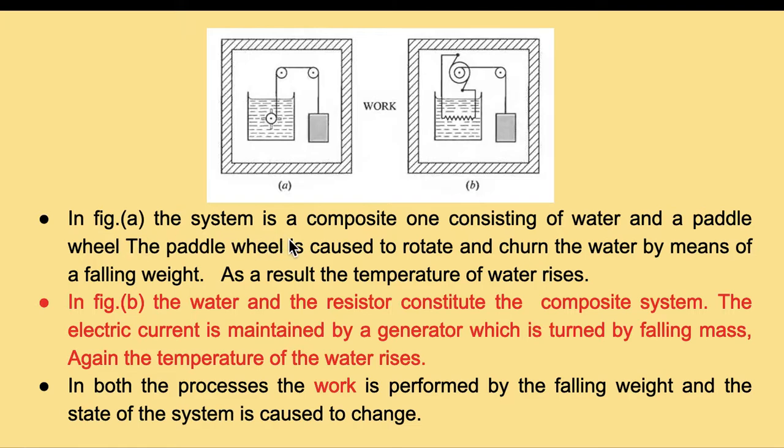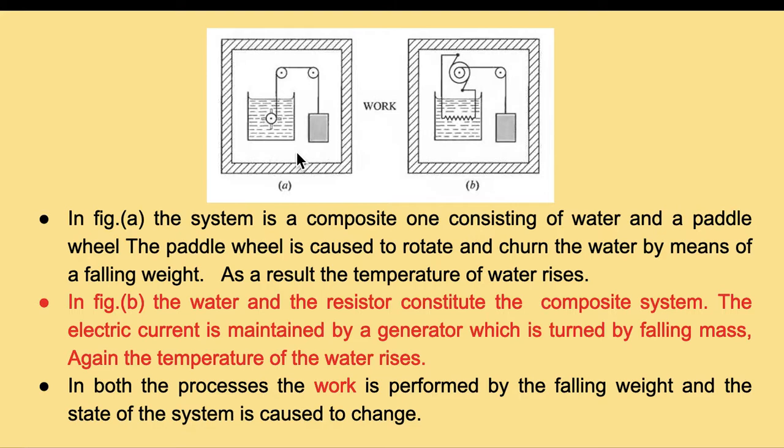In figure A, the system is a composite one consisting of water and a paddle wheel. You know what a paddle wheel is? This is a wheel which can be rotated, and this is a weight or a mass which is placed here, and due to the weight of that mass, as you know, it will move downwards slowly. We are arranging it with some pulley arrangements. So when that mass is moving downwards, this paddle wheel will rotate.